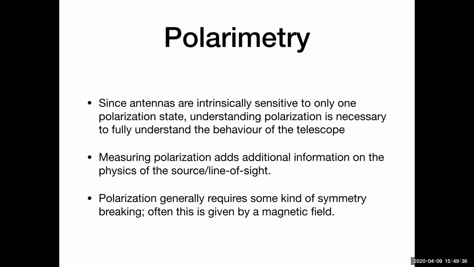And in general, polarized emission generally means that there's some kind of preferred axis, some kind of symmetry breaking involved. The most often mechanism for this is a magnetic field, which is why polarization or various aspects of polarization show up in nearly every form of magnetic field study in the radio regime and outside the radio regime, actually.